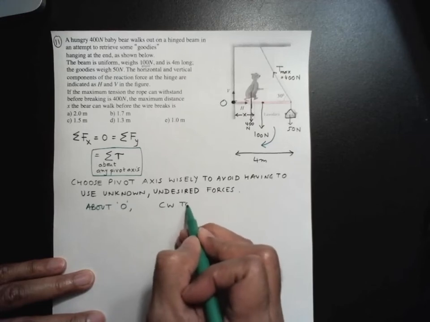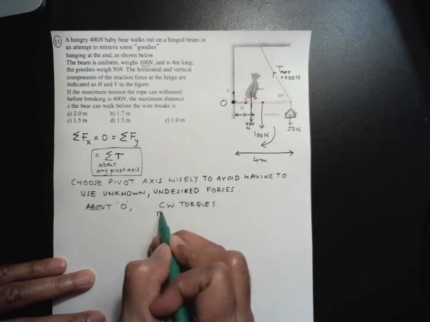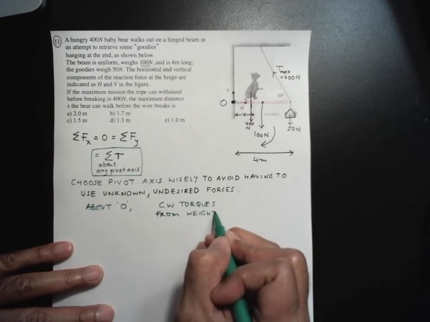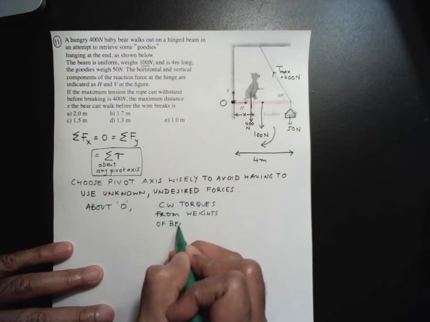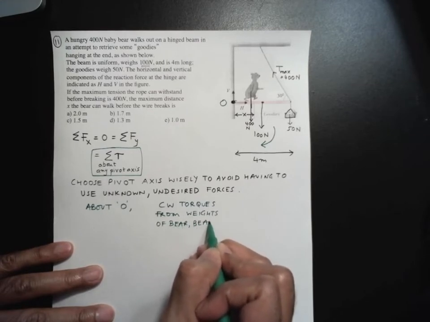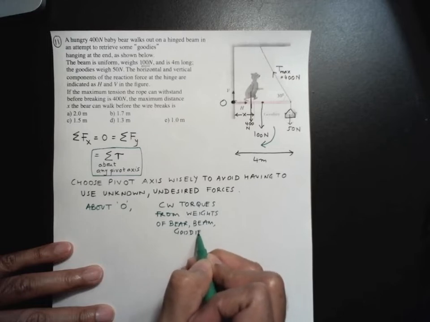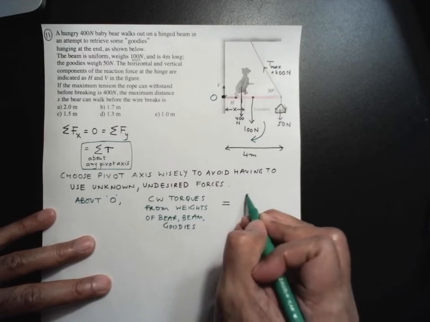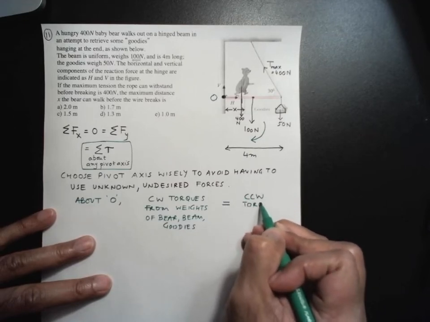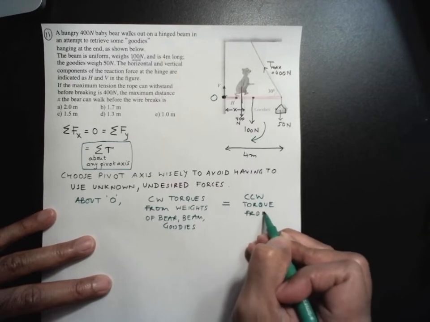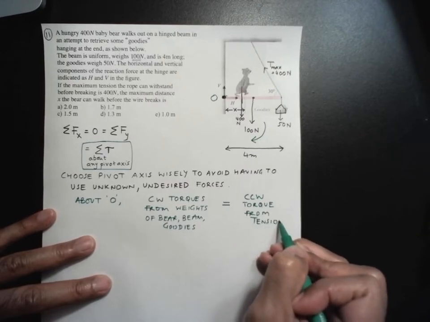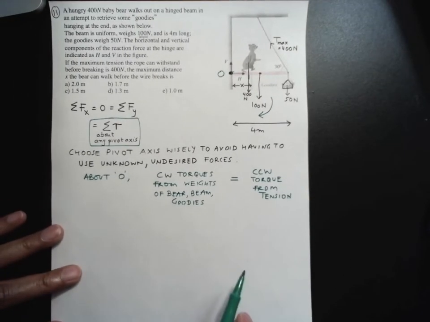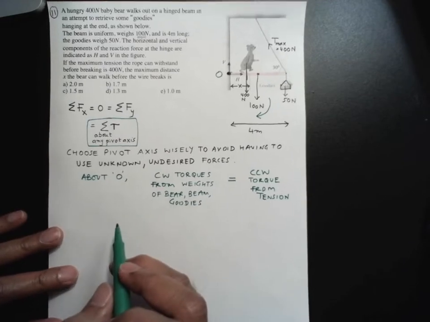So about O, the clockwise torques from the weights of the bear, the beam, and the goodies must equal the counterclockwise torque from the tension. So that's the physics that we're going to use. And now let's figure out what the torques are.